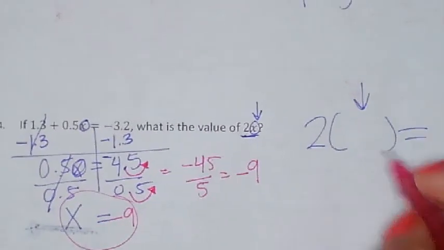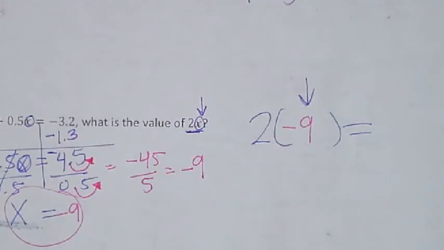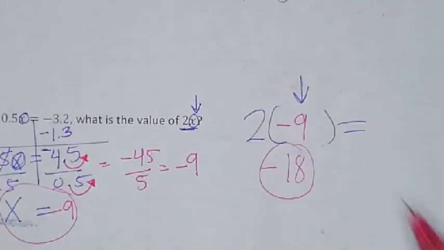Now that I know the value of x, I can just substitute it in to figure out what the value of 2x is. So that will be negative 18.